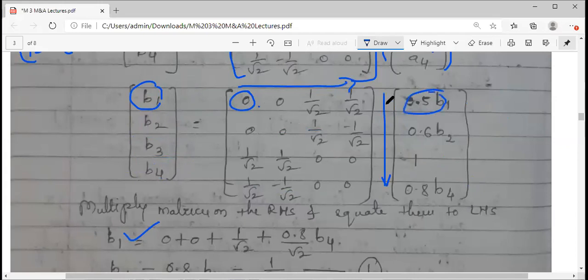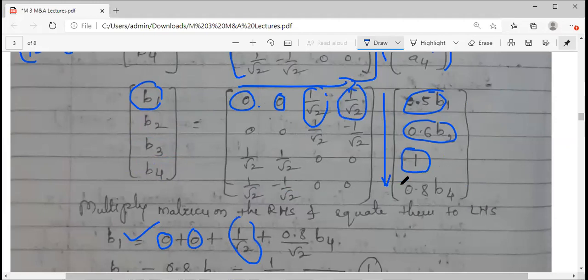0 into this, which is 0. So I've written here 0 plus. Second term again 0 into this, 0 plus. Third term 1 by root 2 into 1. So I've taken 1 by root 2 plus 1 by root 2 into 0.8 B4. So 0.8 by root 2, I have not simplified further. If you want, you can take the calculator, get the value of this and write it, no problem.